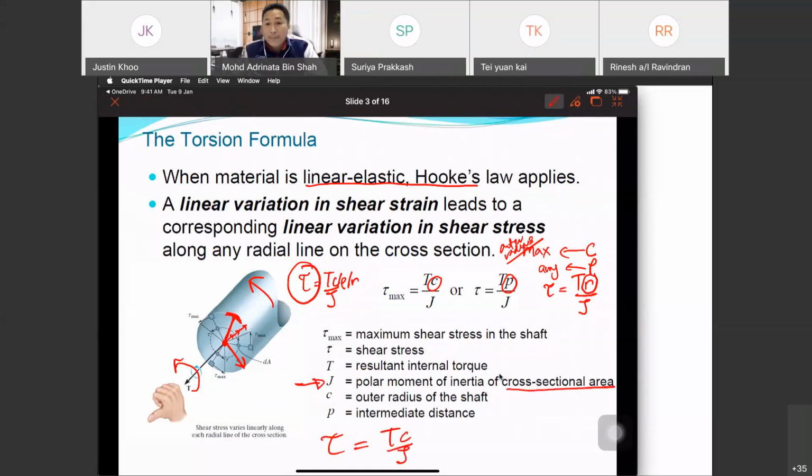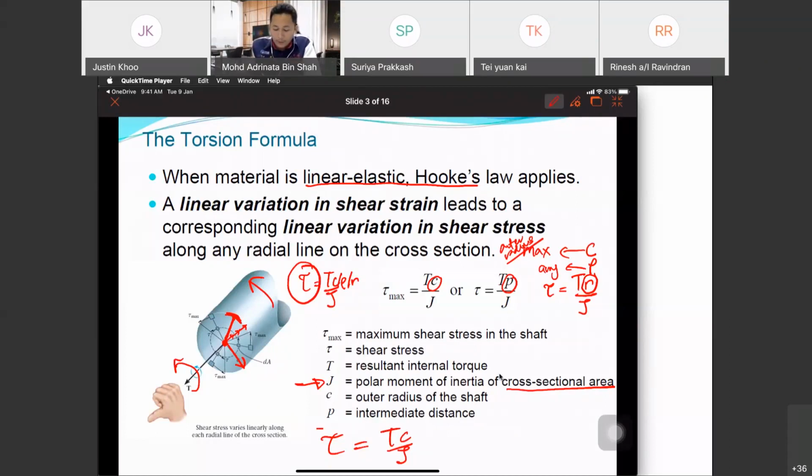It is like I. Before this we learned the second moment of inertia, I equals BD to the power of 3 divided by 12. So that is the second moment of inertia, and this one is for J.